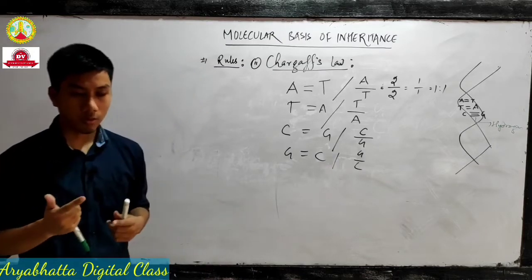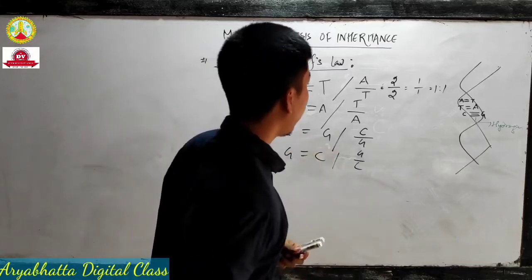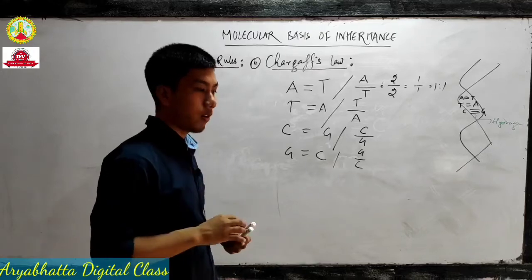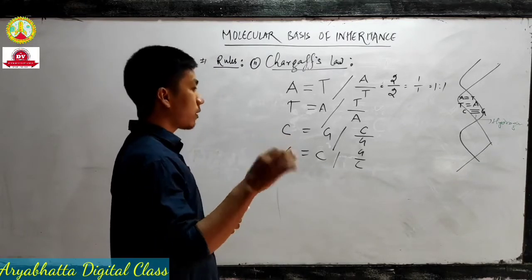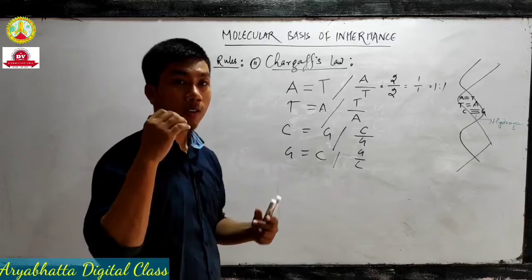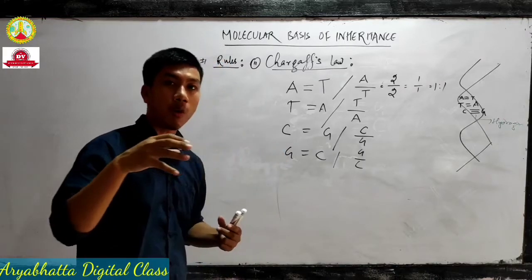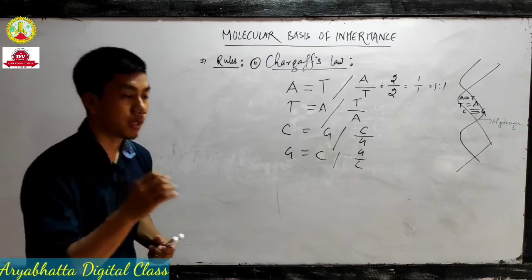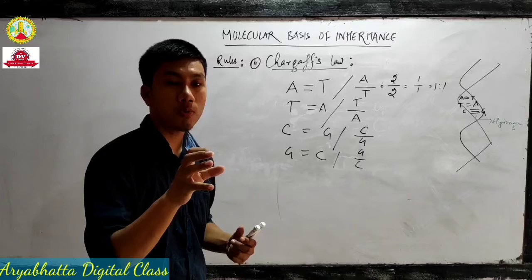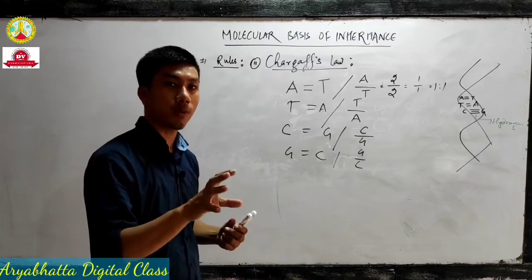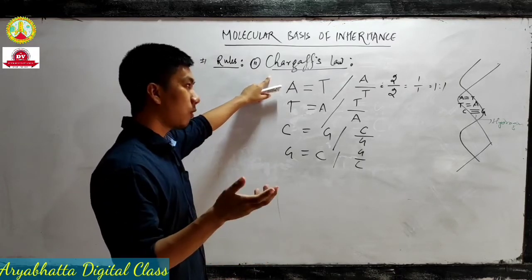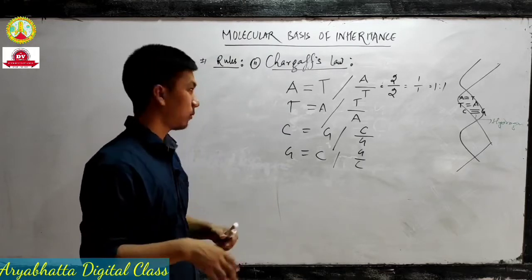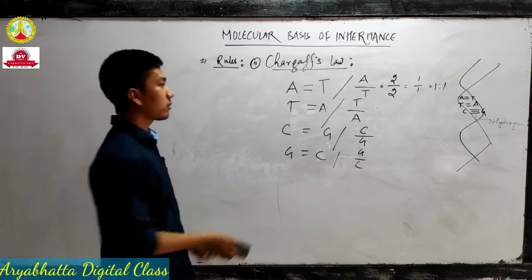So there are two laws provided, based on the double helical structure of DNA. One is the base pair rule. The base pair rule says that adenine always pairs with thymine by making a double bond, and thymine always pairs with adenine by making a double bond. But cytosine pairs with guanine by making a triple bond, and guanine pairs with cytosine by making a triple bond. According to Chargaff's rule, adenine is always equal to thymine, thymine is always equal to adenine, and guanine is always equal to cytosine. Okay, so understood?